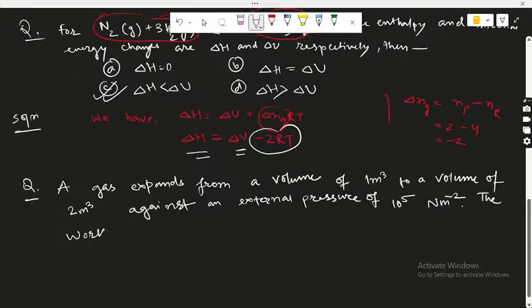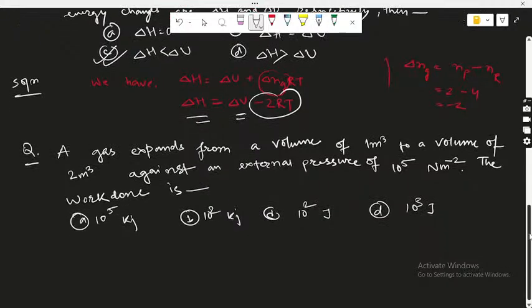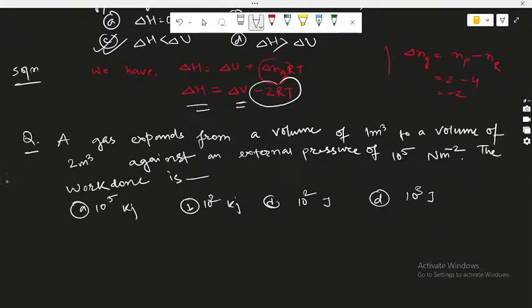The work done is... these are the options: A, 10 to the power 5 kilojoule; B, 10 to the power 2 kilojoule; C, 10 to the power 2 joule; and D. Try to solve the question by yourself. I'll also be solving after some time. Just identify which formula we are going to apply.